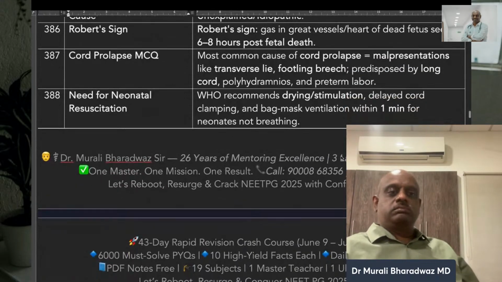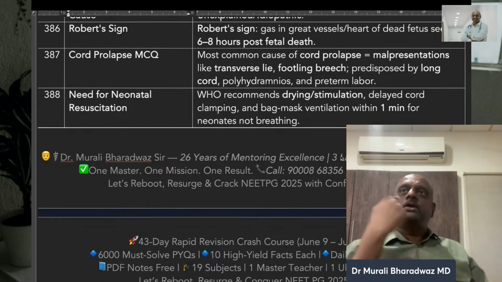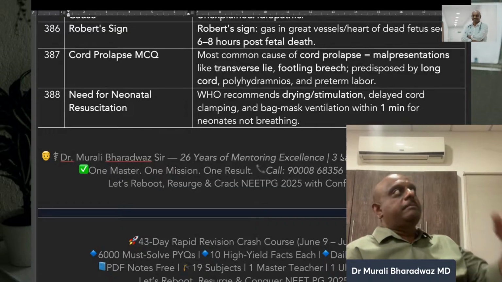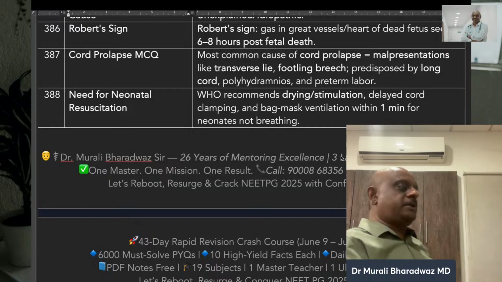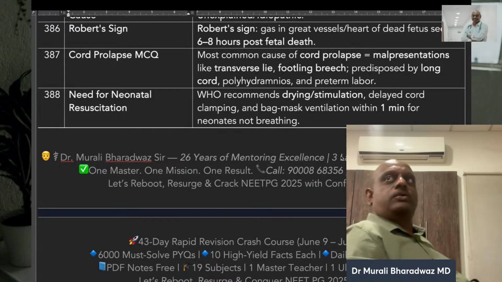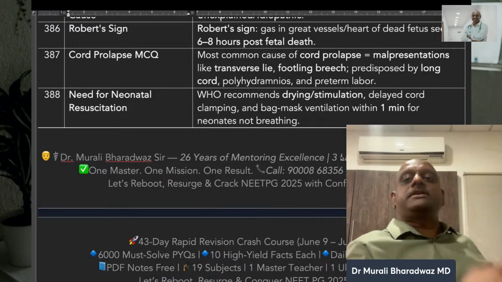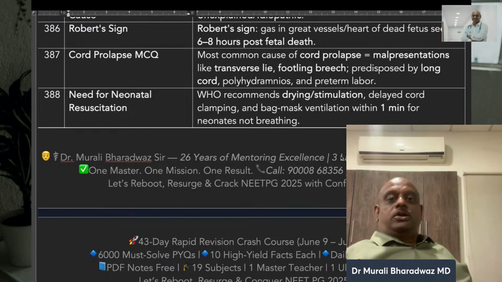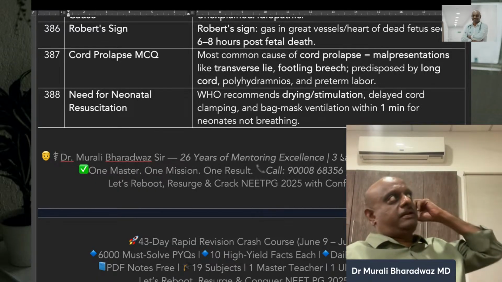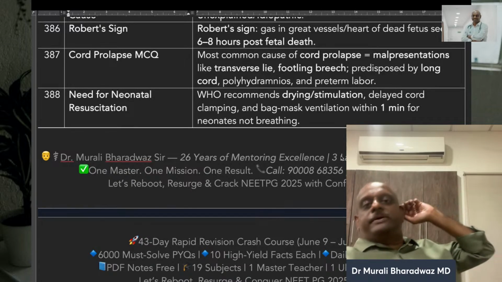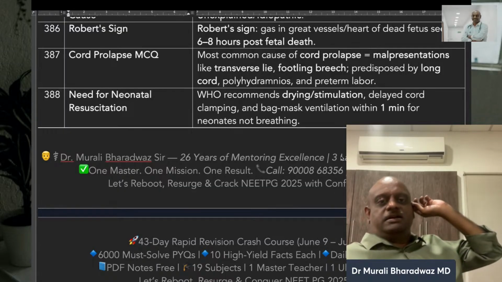Now, cord prolapse. Why will the umbilical cord go around the neck and people die? Malpresentations like transverse lie, footling breach. First he is coming out, putting his leg out. Then the cord will catch hold of his neck. Similarly, a long cord, polyhydramnios, preterm labor, they are all causes of cord prolapse. Think like an obstetrician, chief obstetrician. Right?